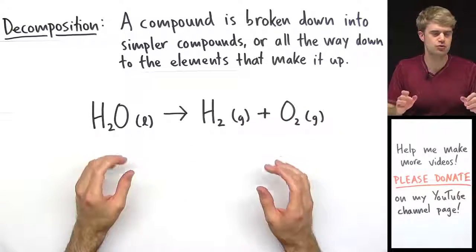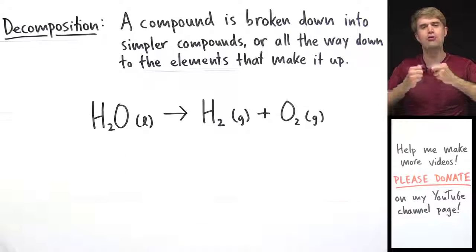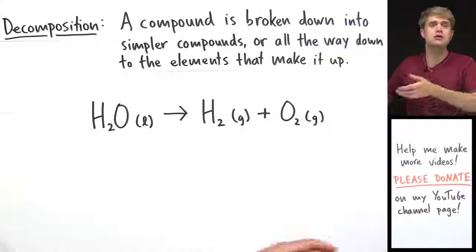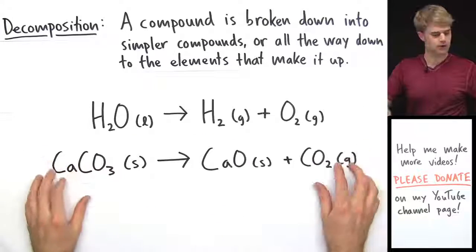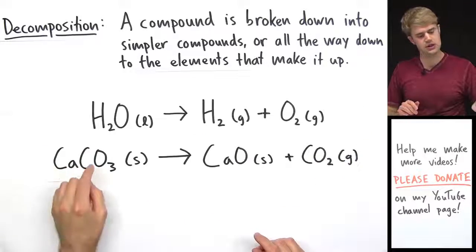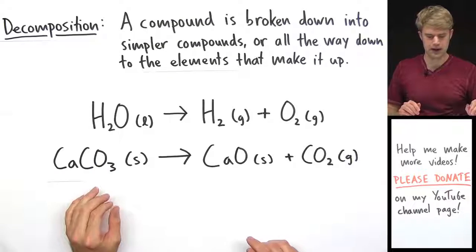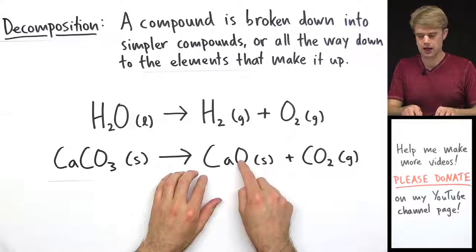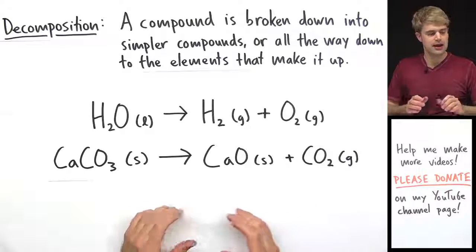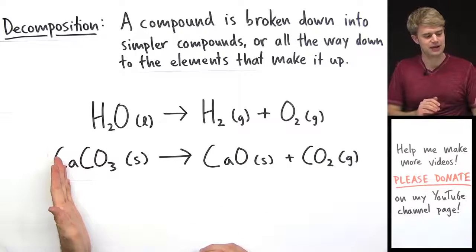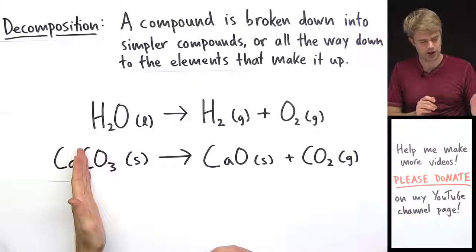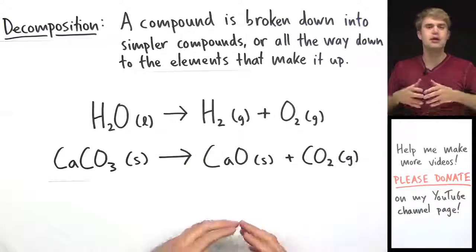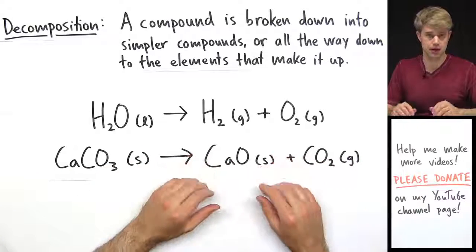Now, in a decomposition reaction, you don't have to break things down all the way down to their basic elements. You can also break them down just into simpler compounds. For example, here we have CaCO3, calcium carbonate, and that gets broken down into 2 simpler compounds, CaO and CO2. It's not like we're breaking it down into just calcium and just carbon and just oxygen, but still, because these are simpler compounds, it is also a decomposition reaction.